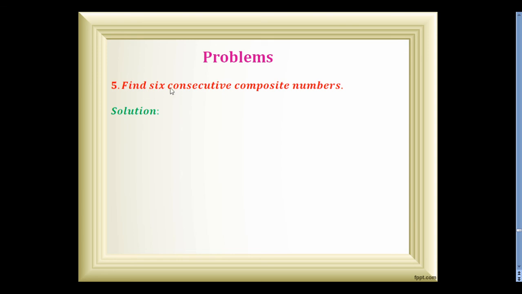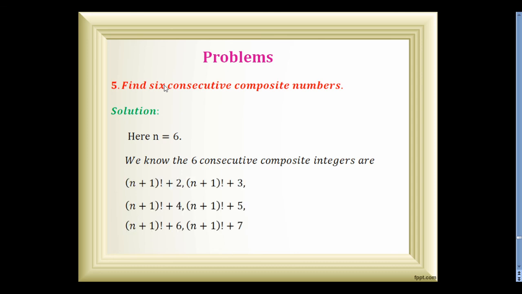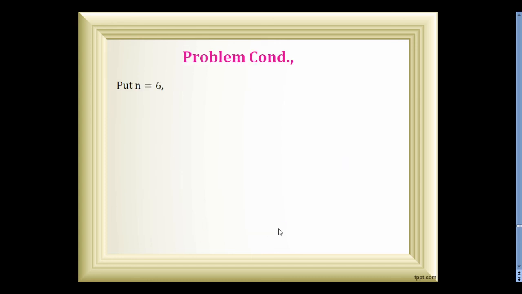So, fifth problem, find 6 consecutive composite numbers. Here, given 6 consecutive composite numbers, we take n equal to 6. We know that the 6 consecutive composite integers are (n plus 1) factorial plus 2, 3, 4, 5, 6, 7, totally 6 terms. Now we will calculate the value of each term. (n plus 1) factorial plus 2 is 7 factorial plus 2, when you put n equal to 6, 6 plus 1 is 7. 7 factorial is 5040, plus 2, that is equal to 5042.